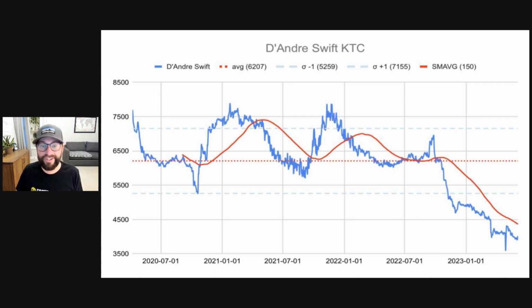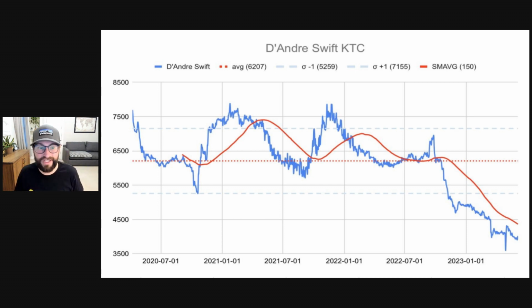This is a very depressing chart. It looks depressing. But if you take a look at the -1 standard deviation line here, which is 5,250-ish, my price target is 4,800. So I'm not even advocating that he gets back to his average line. All I'm advocating is for this 20% move here for DeAndre Swift. So I don't think we're doing anything heroic here.